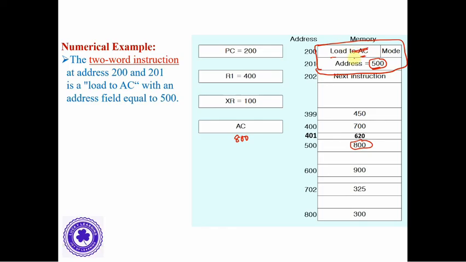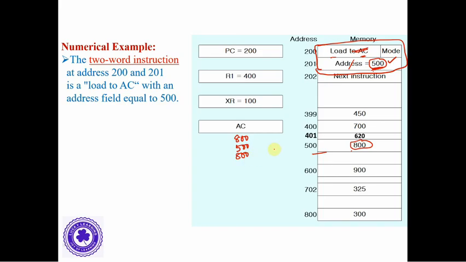Next is immediate mode. In the immediate mode, the address part contains the value, which means this 500 is not an address, so that 500 value is stored into the accumulator. When it comes to the direct addressing mode, it has to go to the 500th location. In the 500th location, value 800 is there, and 800 is going to be stored into the accumulator.